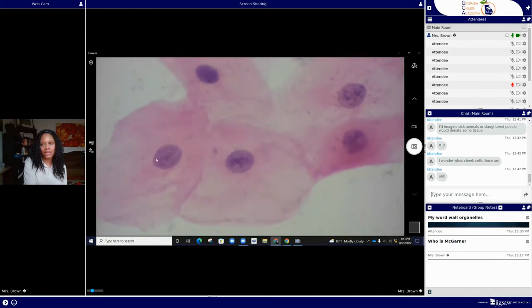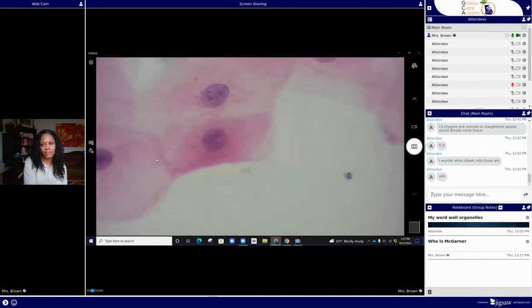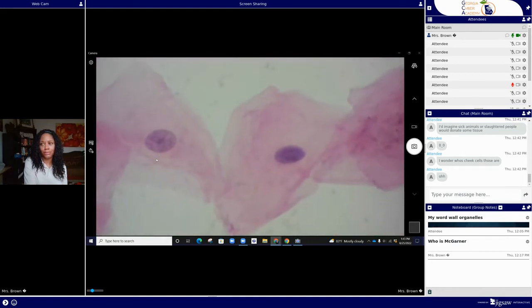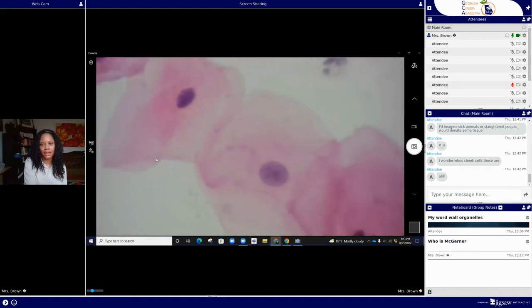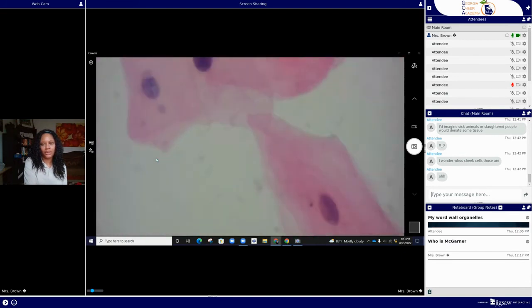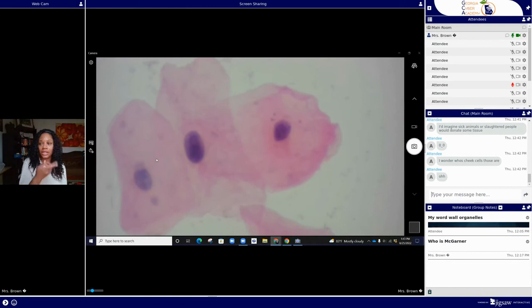And cheek cells are easy to cultivate. You can do that from home with a little bit of iodine and a microscope slide and a toothpick, and they look just like this. What else would we like to see? We got like 3 minutes.